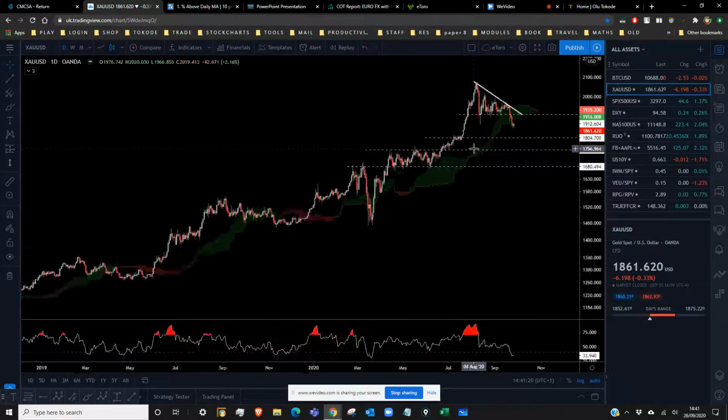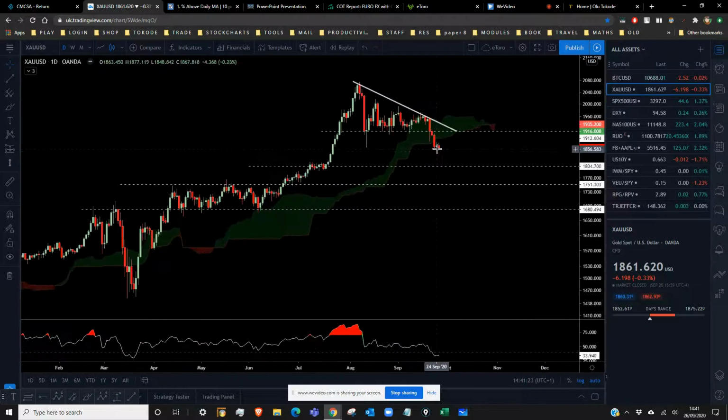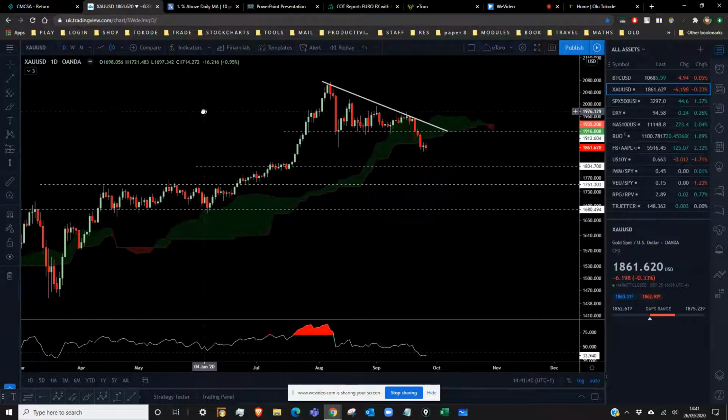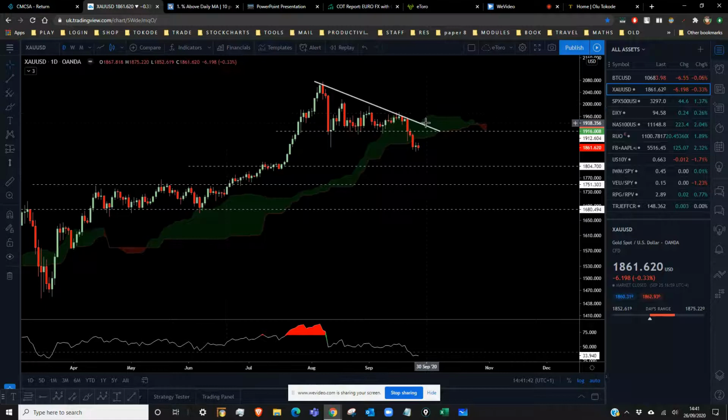Now gold has turned out to be consolidating within a descending triangle. So that's the sloping side of the triangle, and that's the horizontal side. It looks like a very perfect formation of a triangle. And that triangle has broken out to the downside.